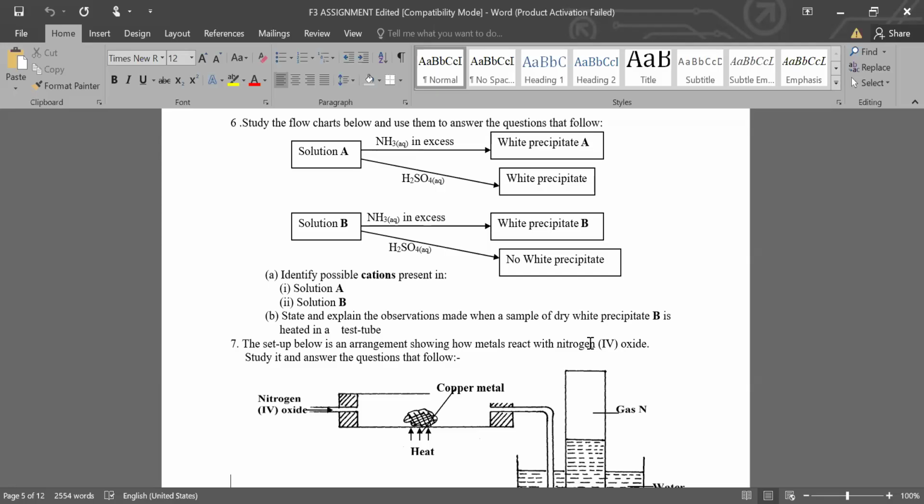So we have answered: the cation present in solution A is lead ions. The cations present in B are magnesium ions and aluminium ions. State and explain the observation made when a sample of dry white precipitate is heated in a test tube.